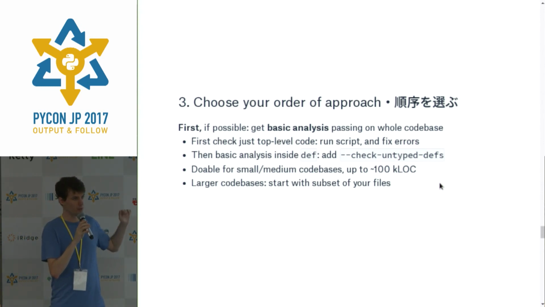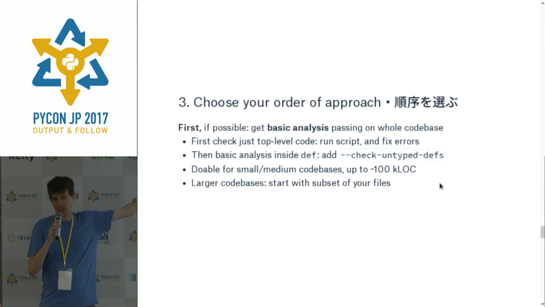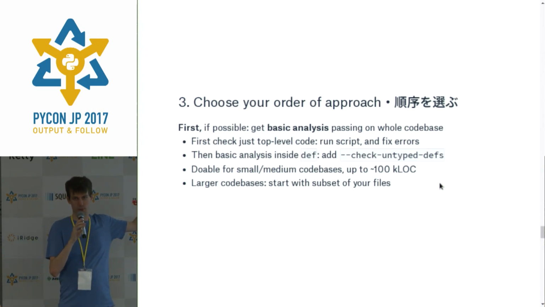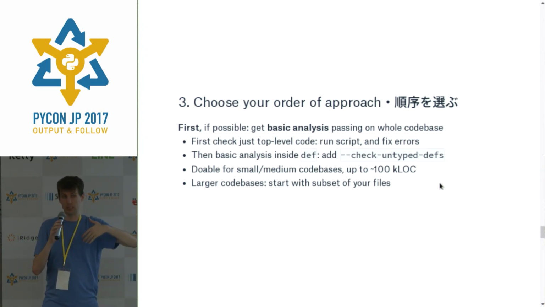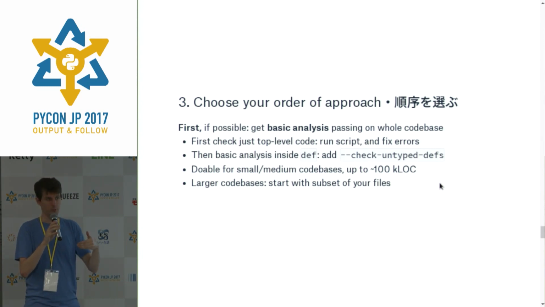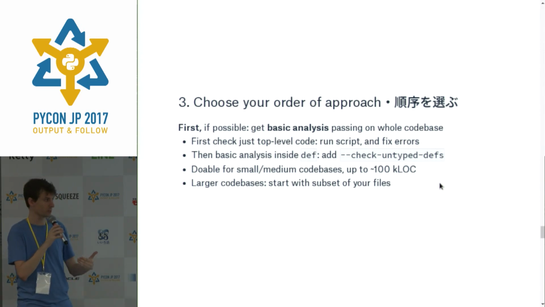If you can, you add a flag. It's spelled check untyped defs. It's in the docs, you'll find it there. You add a flag that makes it look inside functions, even though you haven't yet given types, so it can't do a really full detailed check. It will check basic things. It'll catch that you have the wrong number of arguments, or a name that doesn't exist, things like that.